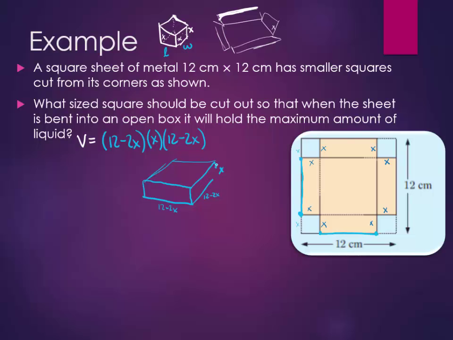The diagrams help. All right? So length times width times height, we get this. And our volume equals 1440. Whoa, that's way too much. Minus 48x plus 4x squared.